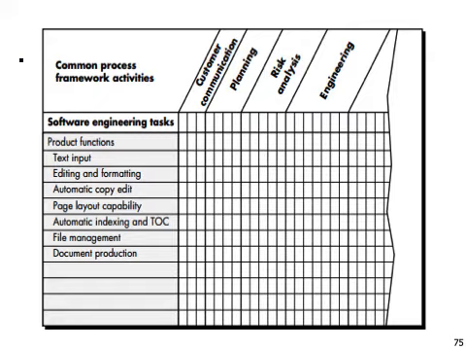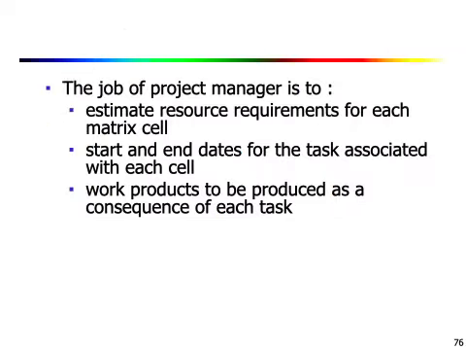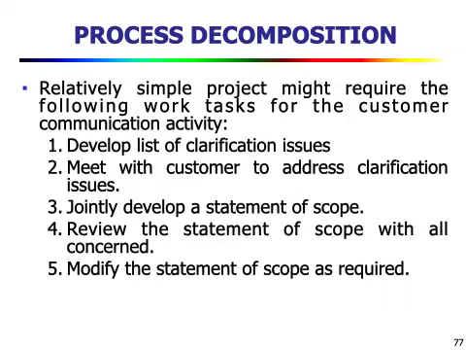Then you also have to plan a start and end date for the tasks associated with each of these cells and the work product to be produced as a consequence of each task. Okay, so that is how you are going to meld between the process and the product.